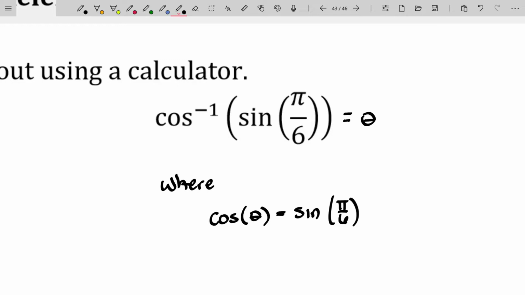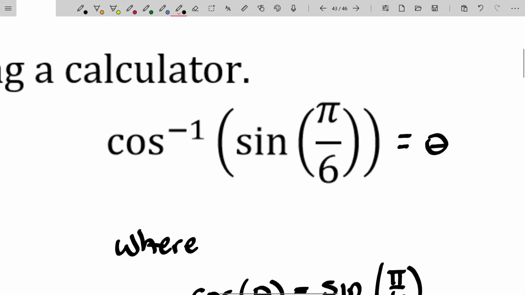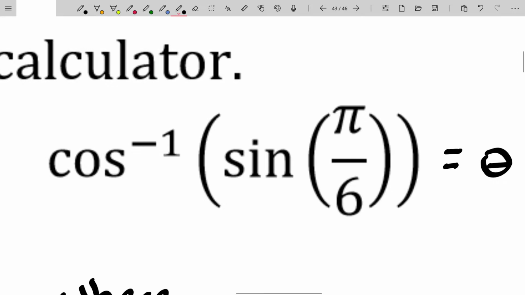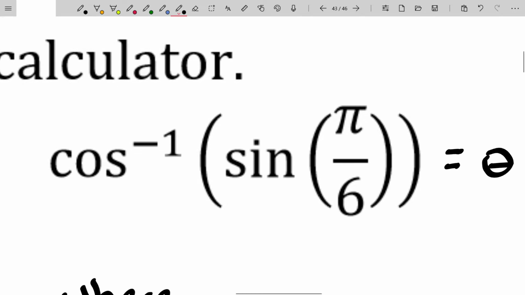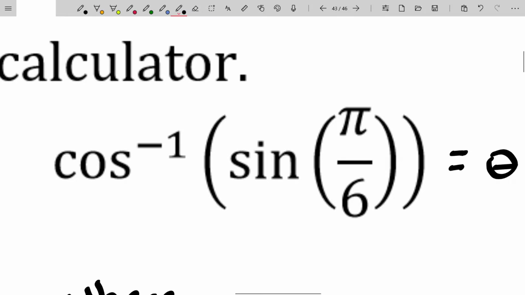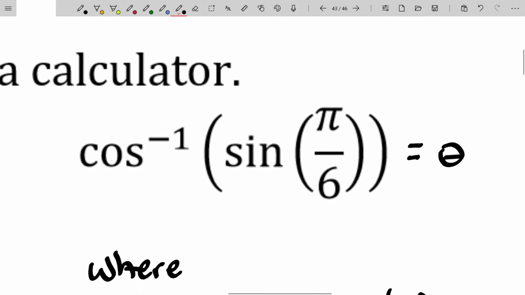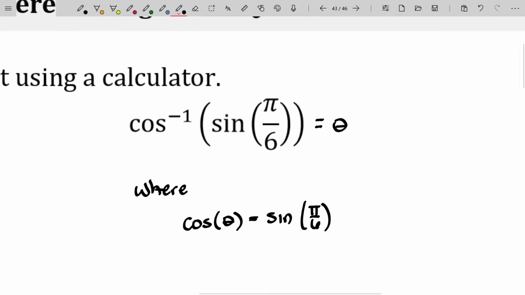It's not going to work well like that. So the only way you can really tackle a problem like this is if they hand you an angle that you're already familiar with. In other words, a special angle. So if somebody handed this to me, honestly, I would just say, okay, I know what sine of pi over 6 is. So I would just write it this way.